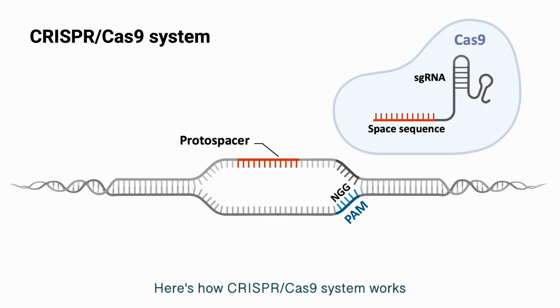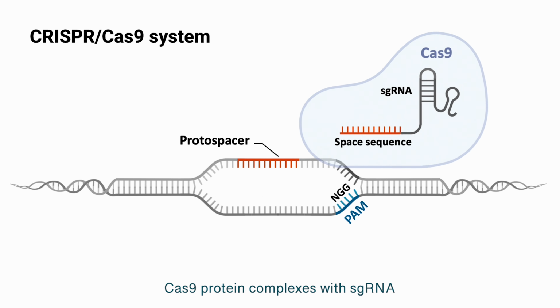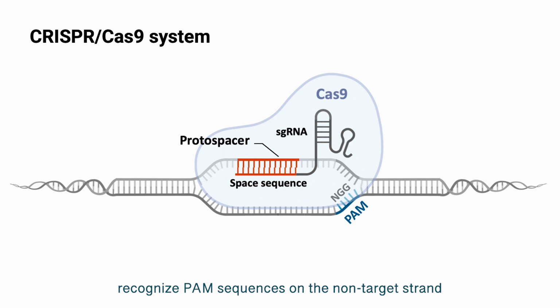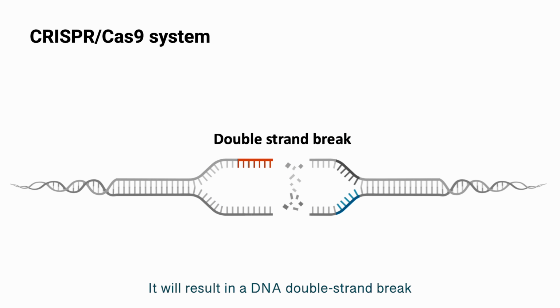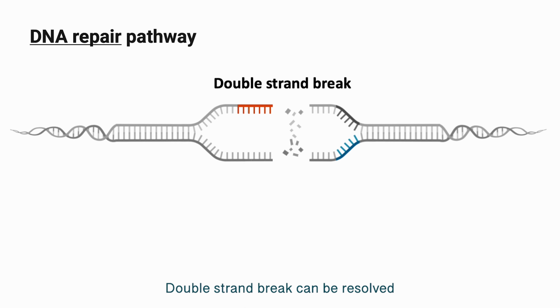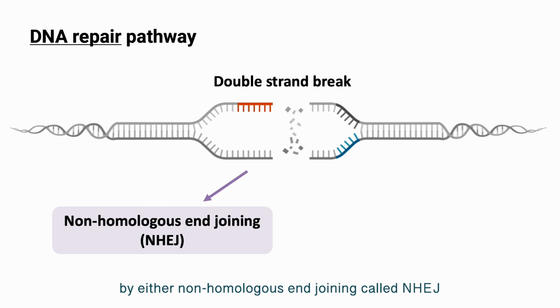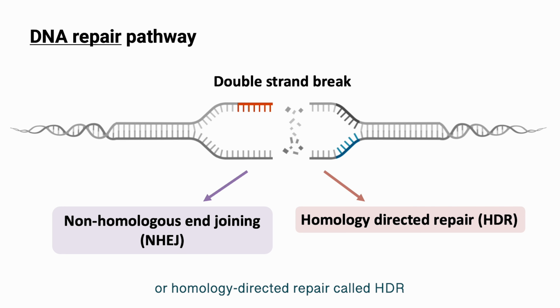Here's how the CRISPR-Cas9 system works. Cas9 protein complexes with single guide RNA, recognizes PAM sequences on the non-target strand, and searches for the protospacer sequences that are complementary with the single guide RNA. When CRISPR-Cas9 binds to the target DNA, it will result in a DNA double-strand break. Double-strand breaks can be resolved by either non-homologous end joining, called NHEJ, or homology-directed repair, called HDR.